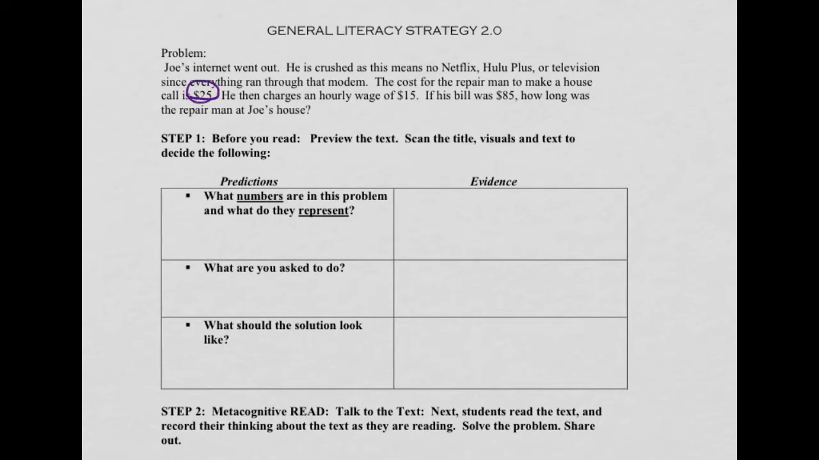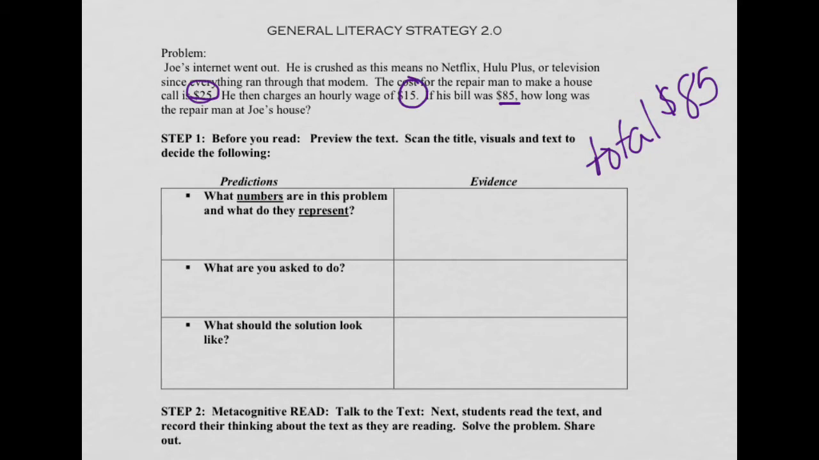He then charges an hourly wage of $15. Okay. His total bill was $85. Okay, so if his total is $85, I should probably write that down so I remember it. How long was the repairman at Joe's house?